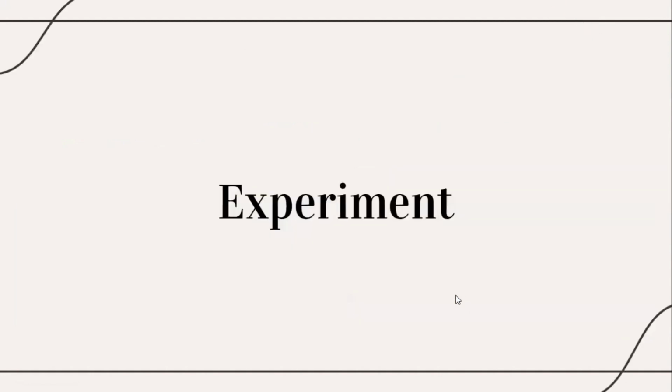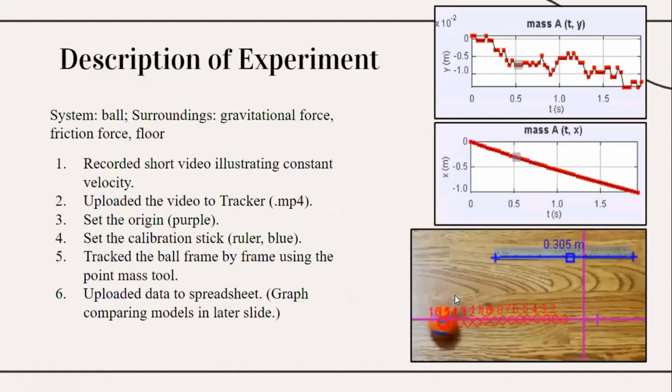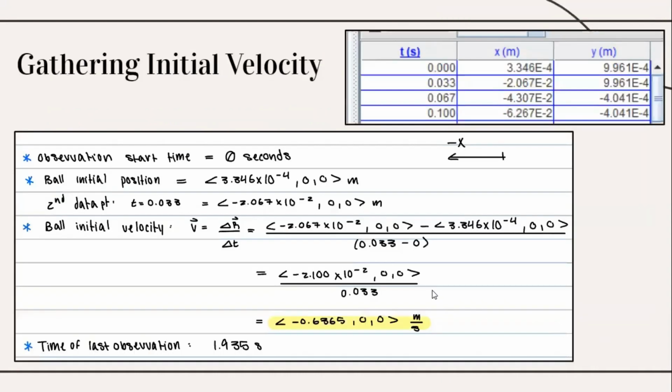model experiment. Generally, we recorded a video and uploaded it to Tracker. You can see in purple where I selected my origin, and the ball is moving from the right to the left. The delta x over t was generally the same, as you can see in the middle graph. And then on the top, it varied more in the up and down direction on the y-axis, since my ball did not roll in a straight direction.